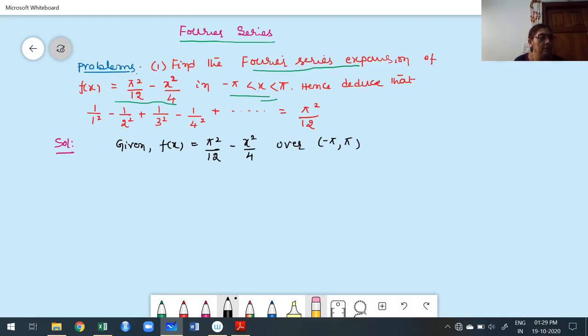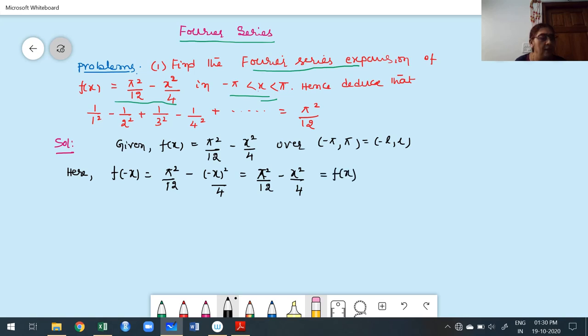Okay. Now, in the next step, I have to verify whether it is even or odd, because it is in the form of the second case, the interval minus L to plus L. What is my f of minus x? F of minus x is just replacing x by minus x. The constant must be the same. Minus of x whole square divided by 4. Minus x whole square, what happened now? Pi square by 12 minus x square by 4. Once you replace x by minus x, we get the same function. This is nothing but what type of function? The given function is an even function.